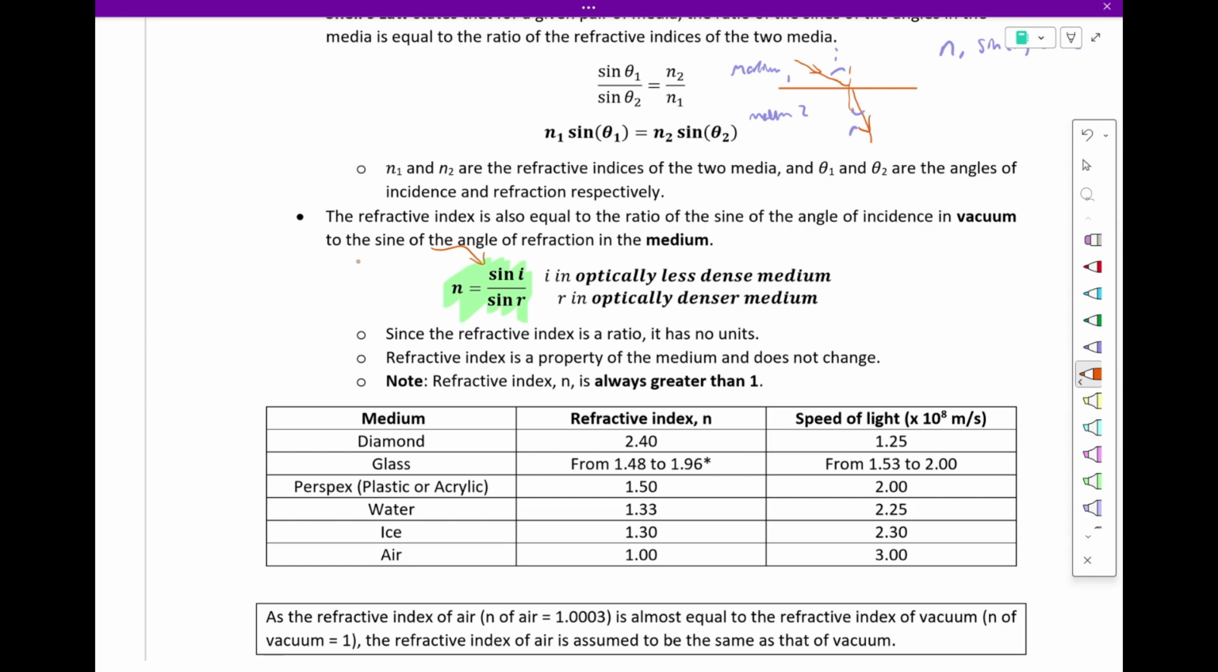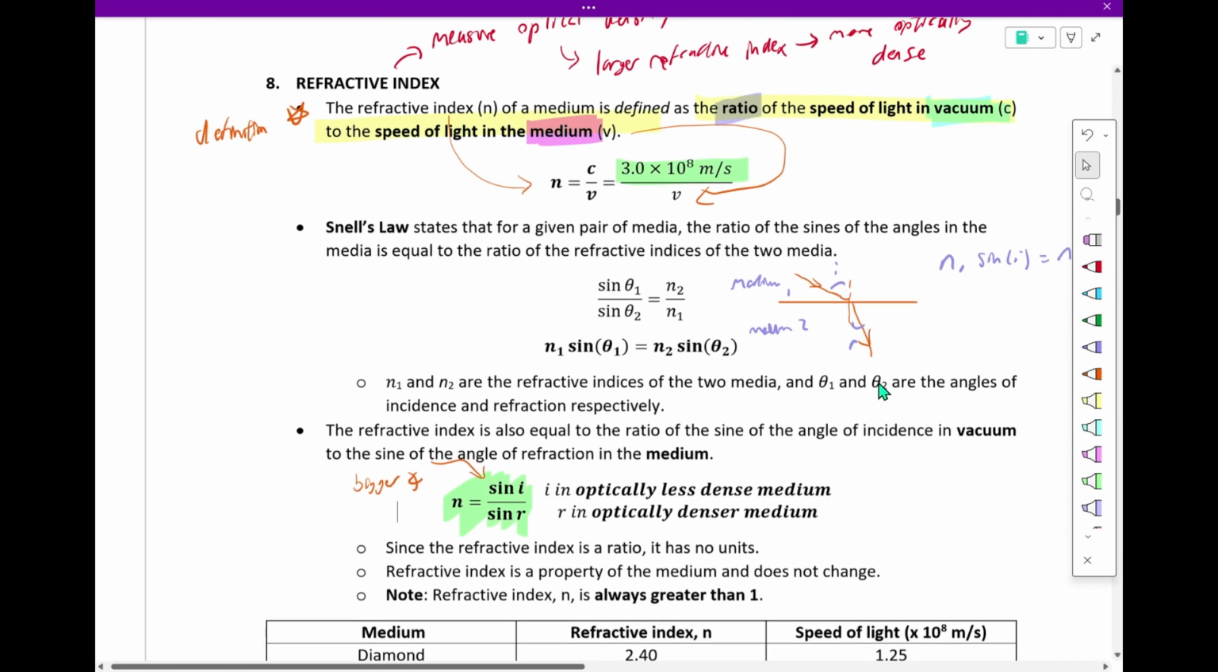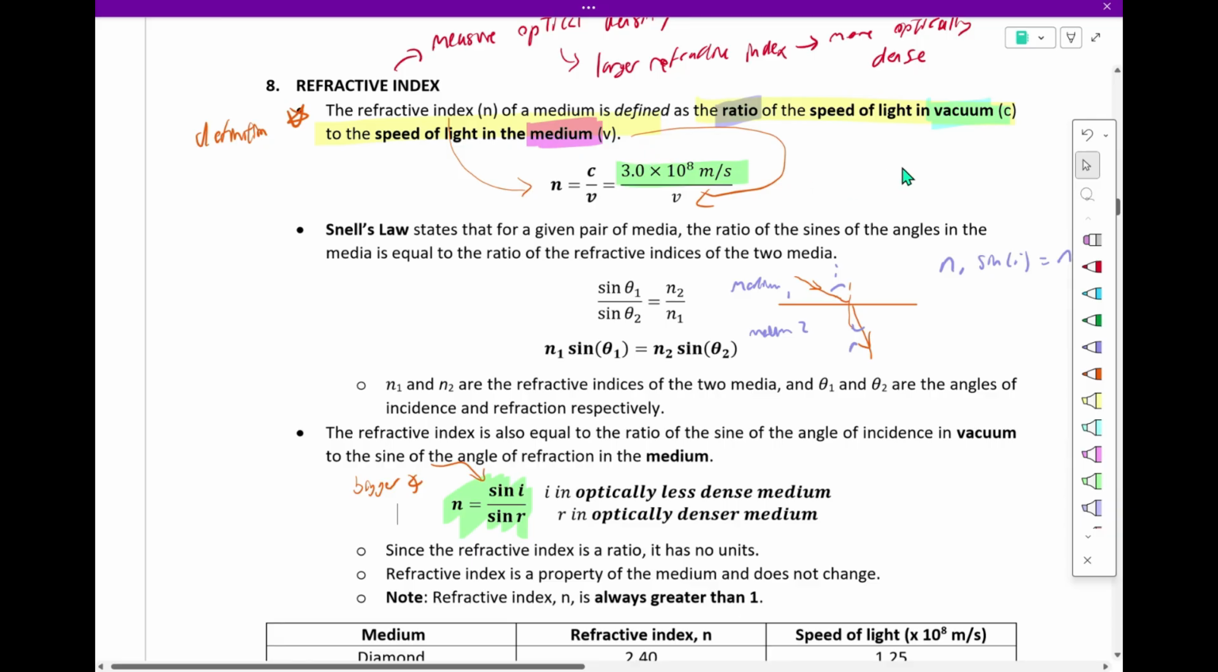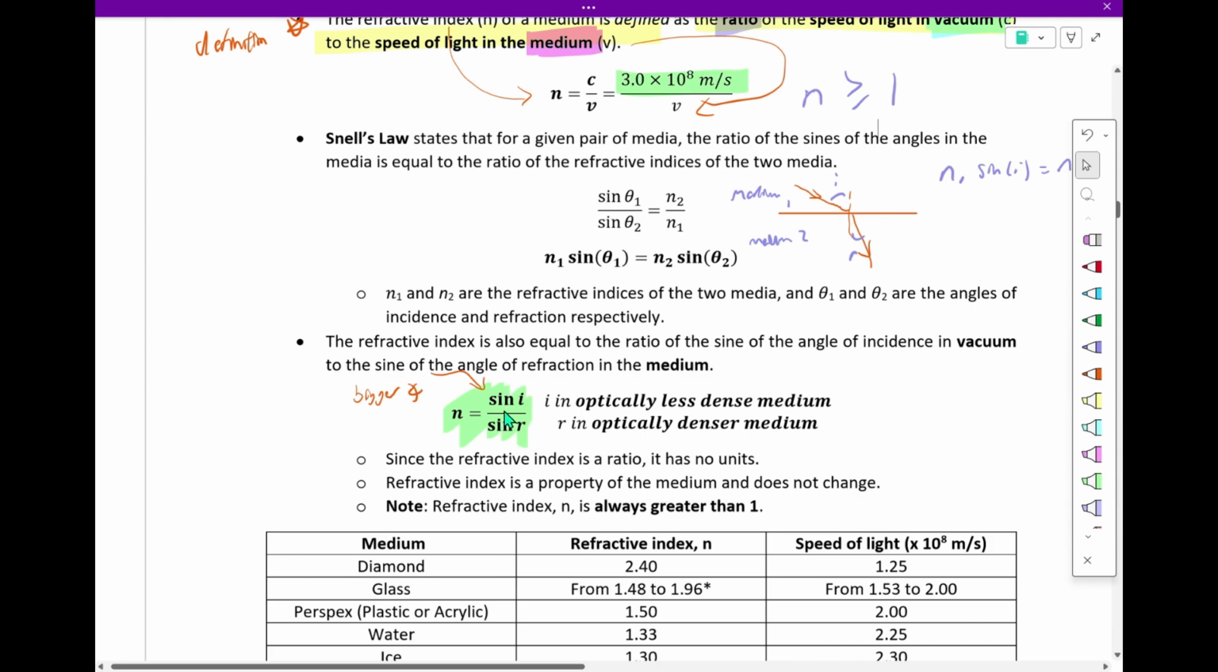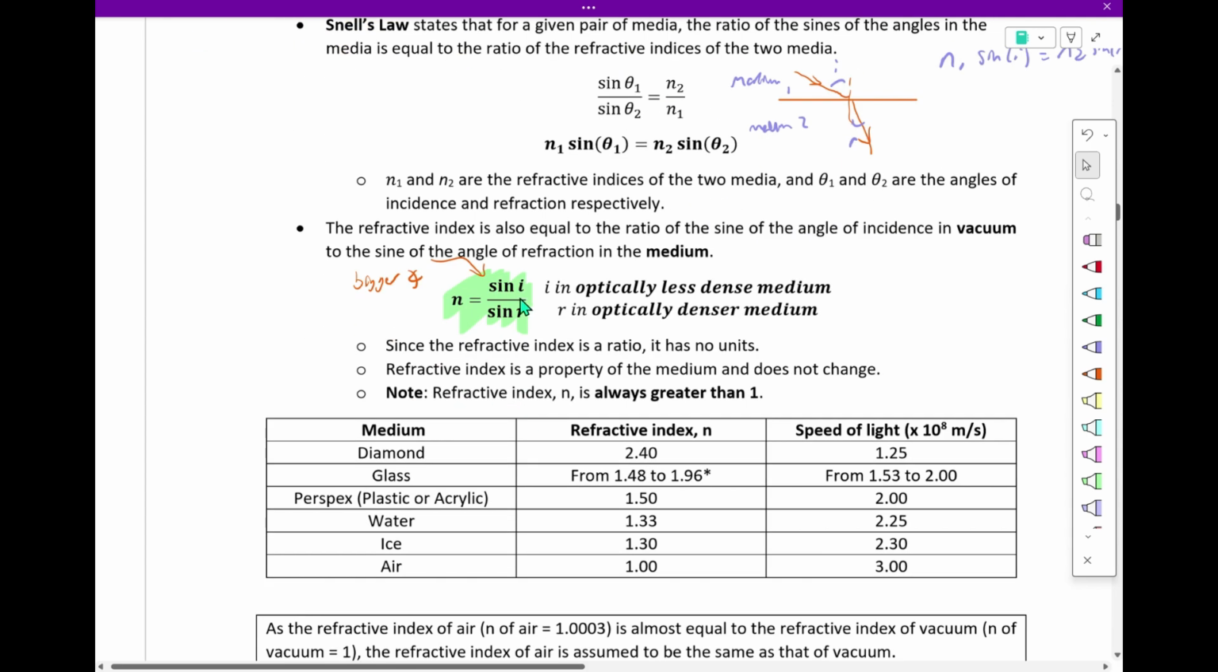Do take note, the one on top must always be the bigger angle. Because if you remember, all the way at the very top, the speed of light in vacuum is the fastest. There's nothing faster than the speed of light in vacuum. Which means that v will always be smaller than c, and therefore n is always greater than or equal to 1. Now if you use a smaller angle at the very top, you will end up with n being 0 point something, which doesn't make sense.